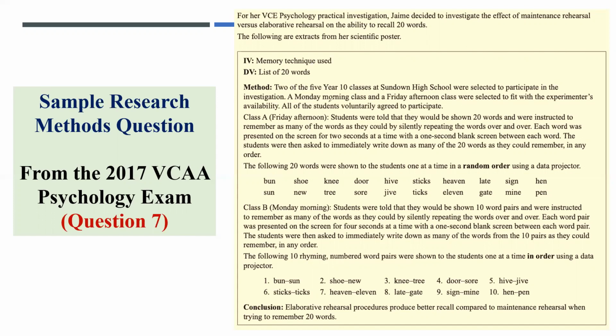Anyway, method: 2 of 5 year 10 classes at Sundown High School were selected to participate in the investigation. A Monday morning class and a Friday afternoon class were selected to fit with the experimenter's availability, trying to make it easier for the experimenter. So think about what type of sampling might be used there. What type of sampling do we think, guys?